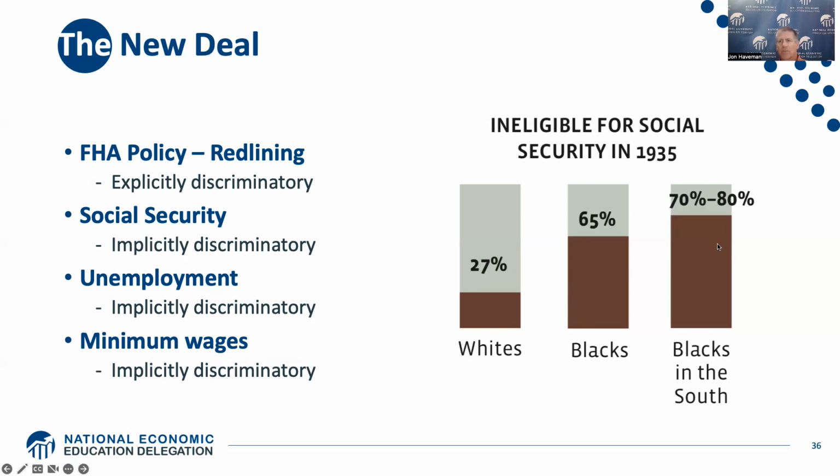And so if you look at just Blacks in the South, sure, overall in the United States, it was about 65% who were excluded. In the South, it was 70 to 80%. Right, so you foreclosed most of the Black workers in the South from this policy, which means that in the North, it was somewhere probably around 50 to 55%, about half of the Blacks that were excluded from these programs.